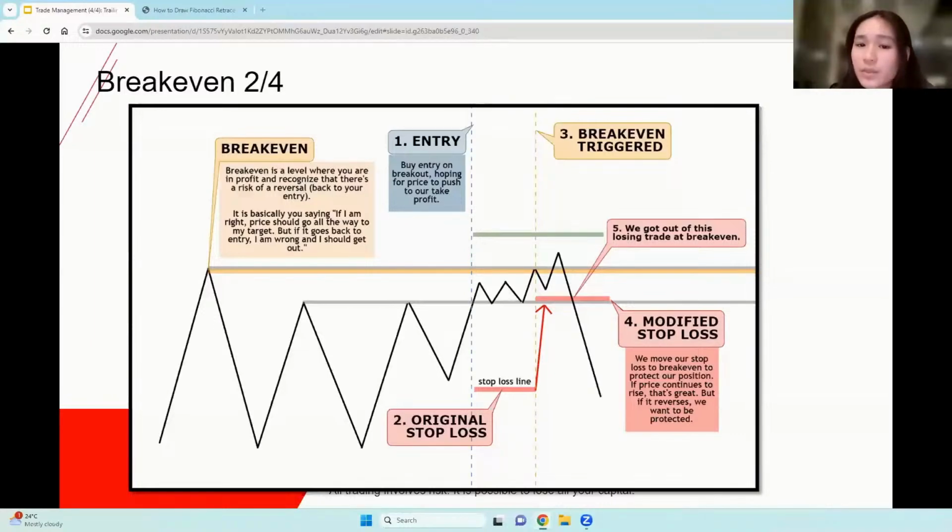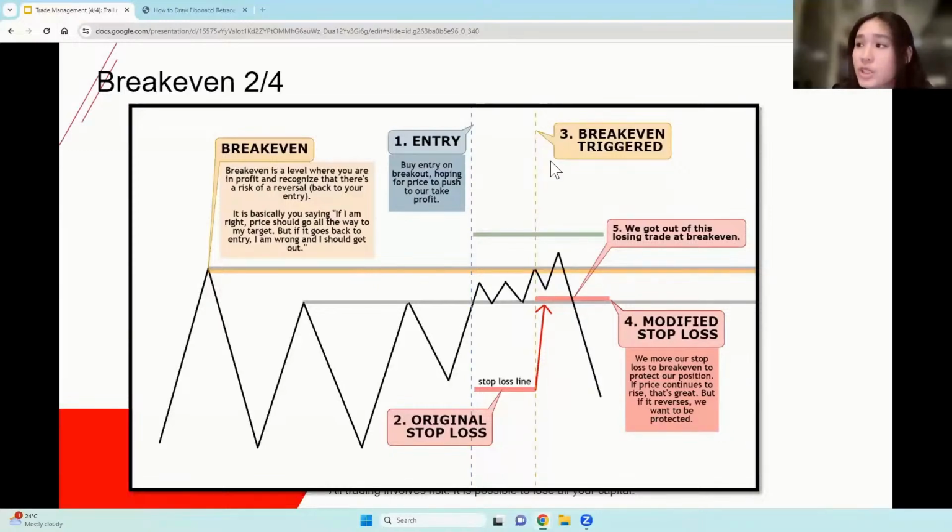Over here, we have an entry at the breakout. We have multiple swing high resistances, and we're going in for our entry at this breakout of the resistance level. We're hoping for price to push past our take profit, which is the green area here. We take note of our original stop loss, which is below at this swing low. At point 3, over here, that's where our break even was triggered.